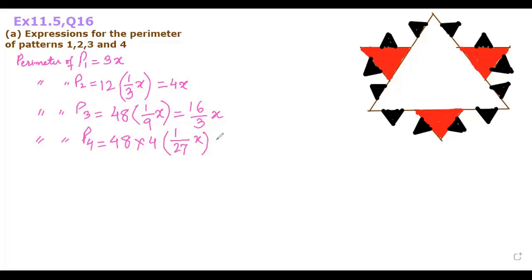Okay, so if we calculate this, the final number comes in a fraction which is 64/9x. So this is the answer for part A, in which we were required to show the expressions for the perimeter of pattern 1, pattern 2, pattern 3, and pattern 4.